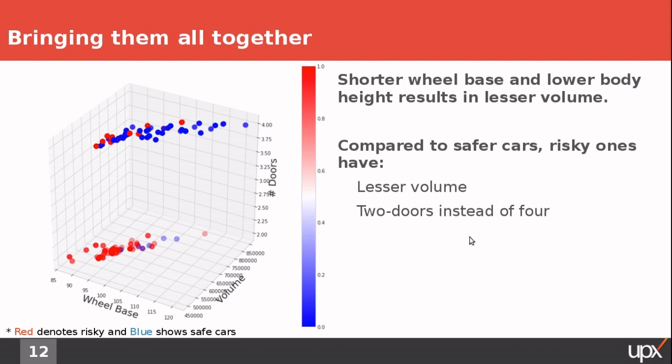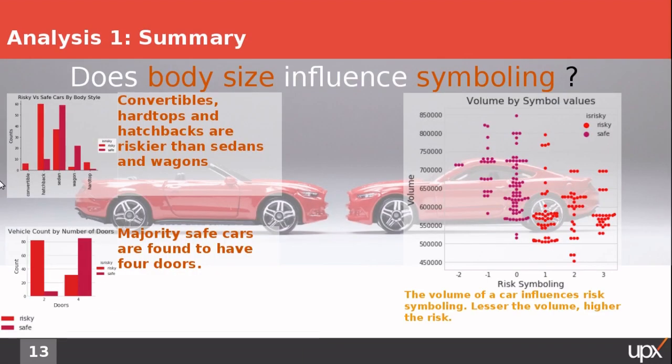So the summary is, compared to safer cars, risky ones have lesser volume and they have two doors instead of four. Now, the summary of the analysis. Does body size influence symboling? Yes, convertibles, hardtops, and hatchbacks are riskier than sedans and wagons. We also found that the majority of safe cars have four doors, and as the volume of a car decreases, the risk factor goes up.